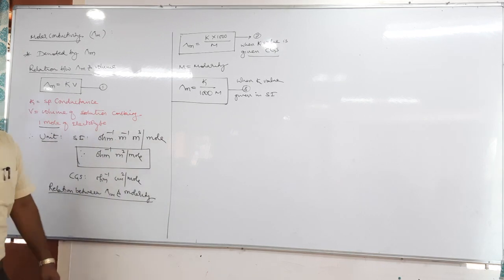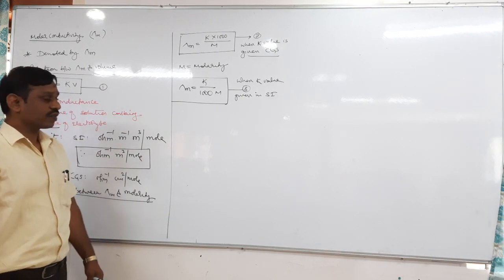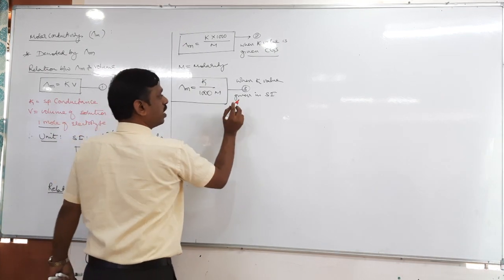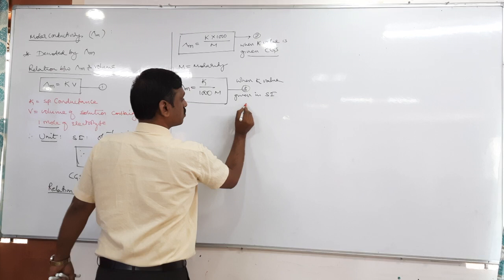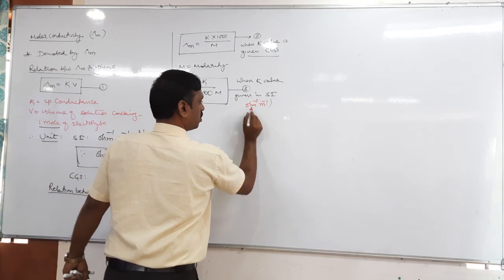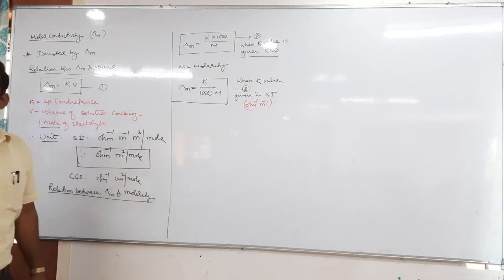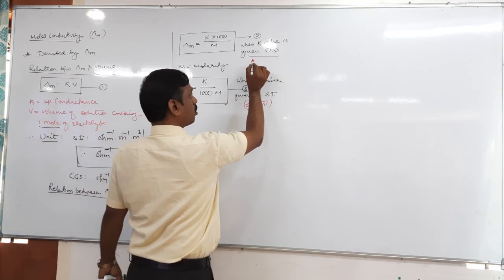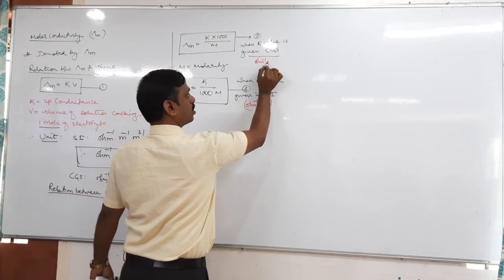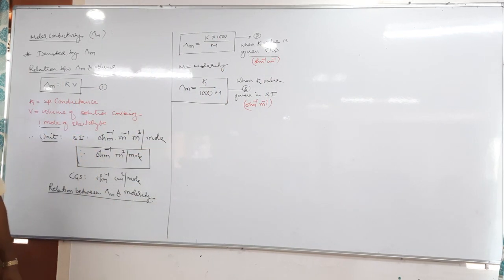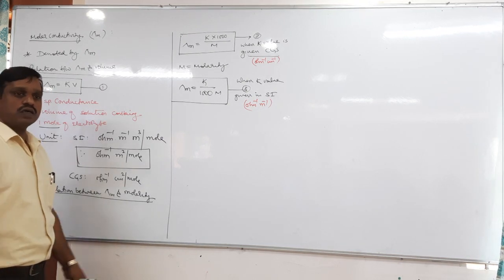When the K value is given in SI, what should be the unit of K? Ohm inverse meter inverse. If the K value is given in ohm inverse meter inverse, then take this formula. When the K value is given in ohm inverse centimeter inverse, take the other formula. This is molar conductivity.